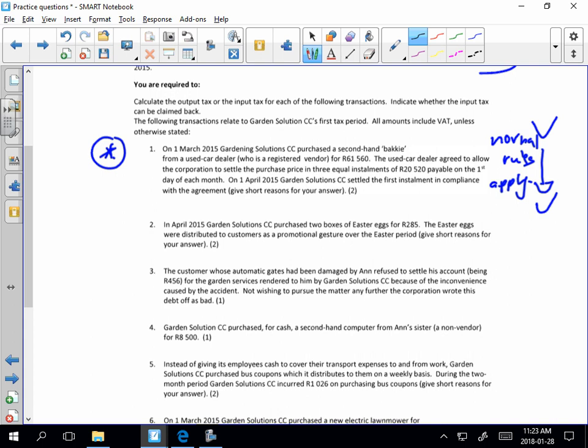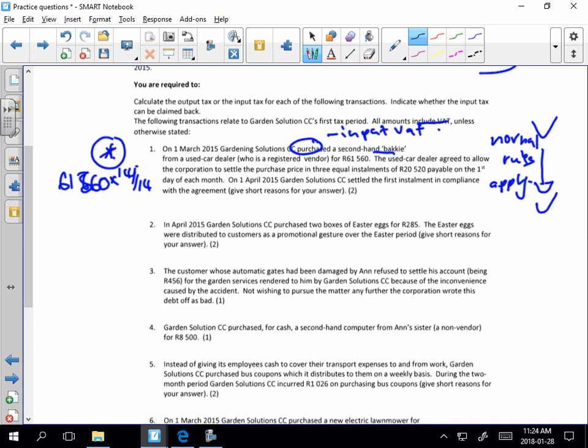So in this scenario, we purchased a second-hand bucky, but we know that normal rules apply, so therefore we're going to claim purchase input VAT. Everyone comfortable with that? All amounts include VAT, so therefore 61,560 times 14 over 114, and that will be your VAT input on that transaction. Comfortable.